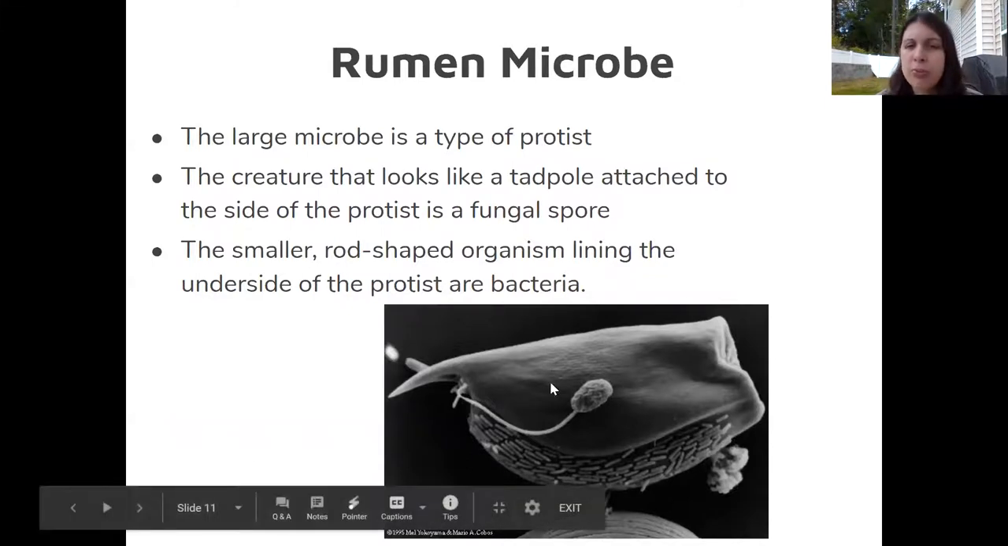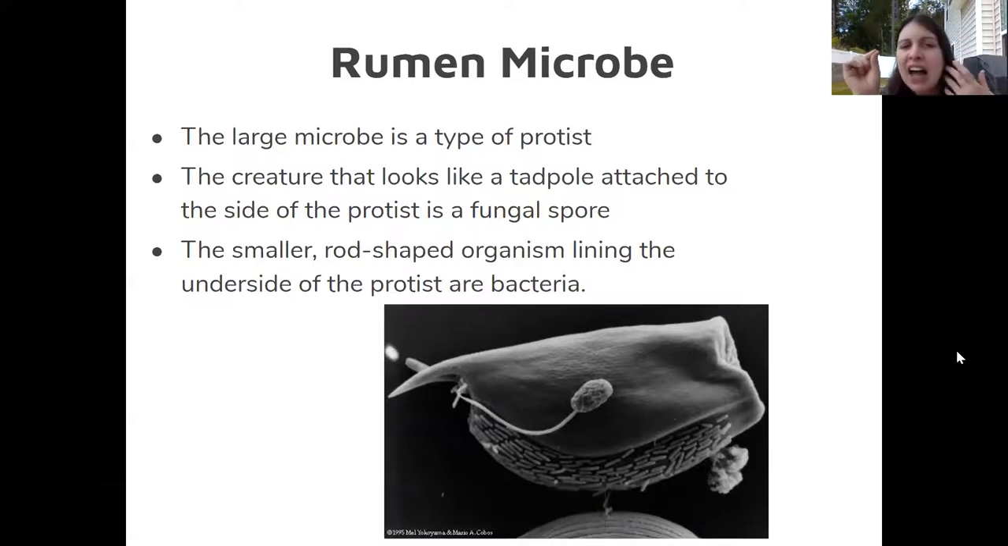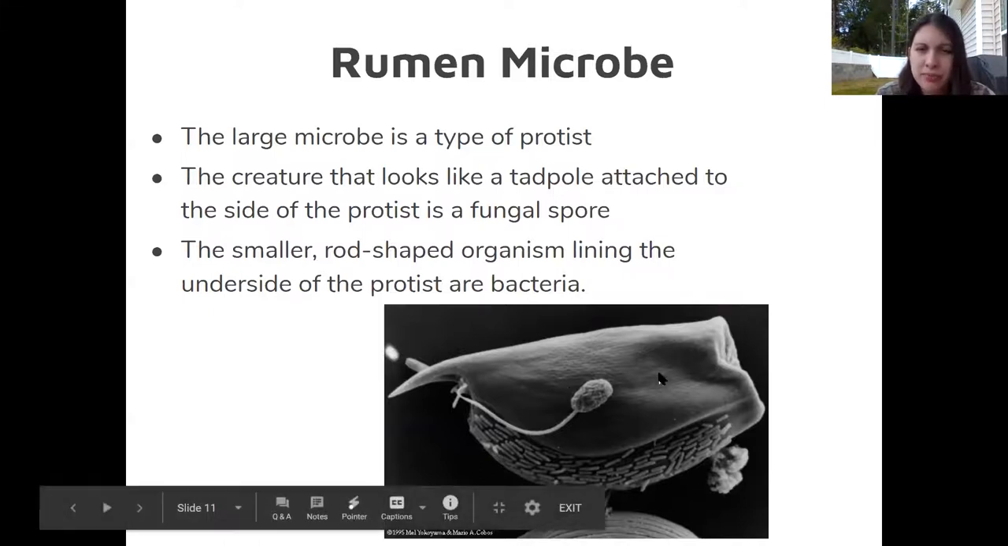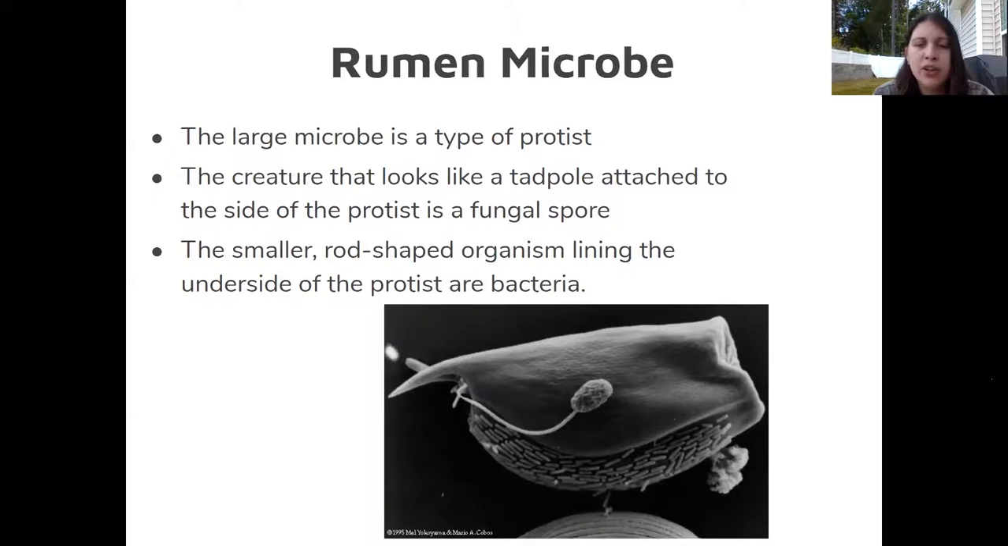So the rumen microbe or the rumen bacteria, you can hear it called either one. This is what it looks like. It does almost look like a little sperm cell, but it's a very, very tiny bacteria called a protist. And it helps to attach to the food. It works on breaking it down so that the cow is able to digest it and get the rest of those nutrients.